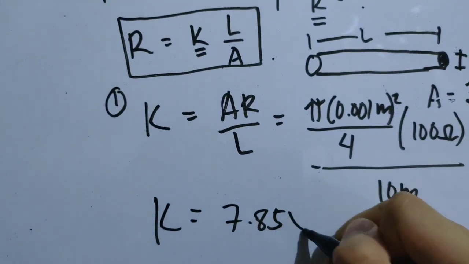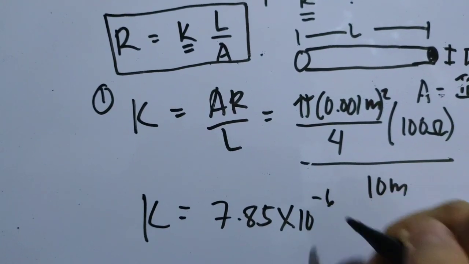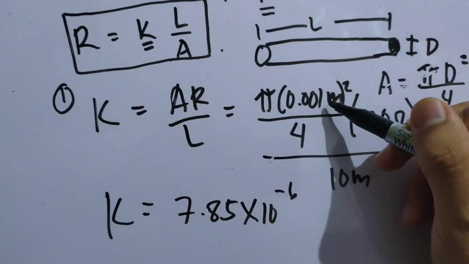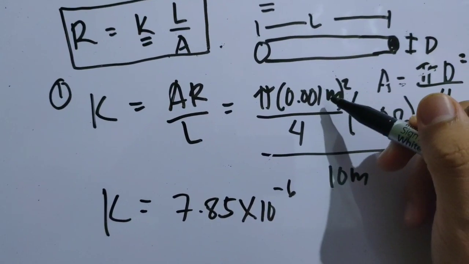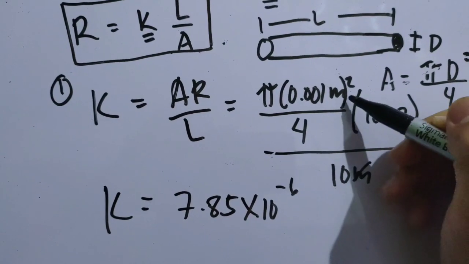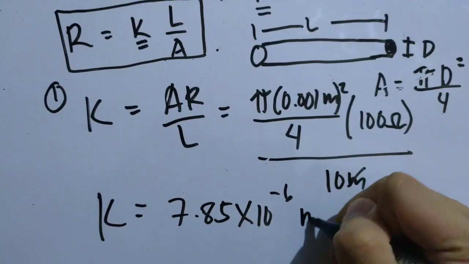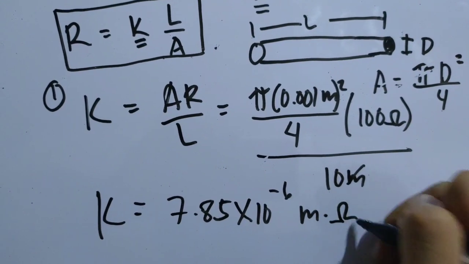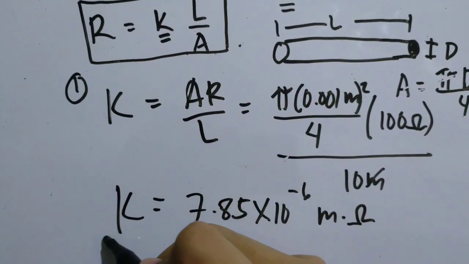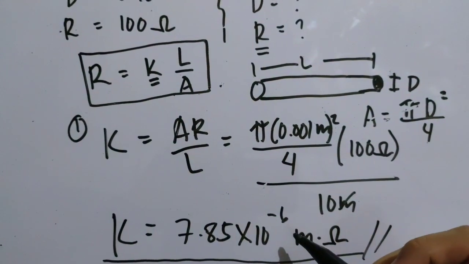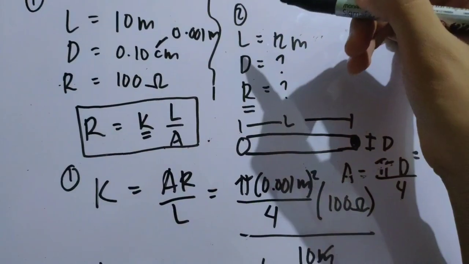7.85 times 10 to the negative 6. So mag-cancel tayo ng units. So itong meter dito, meter square siya, matatanggalan siya ng isang meter, maka-cancel to. So meter na lang yung matitira dito, times yung ohms. So ito, meter ohms. Ito yung K natin. Itong K na to, magagamit natin to para ma-solve yung pangalawang condition.